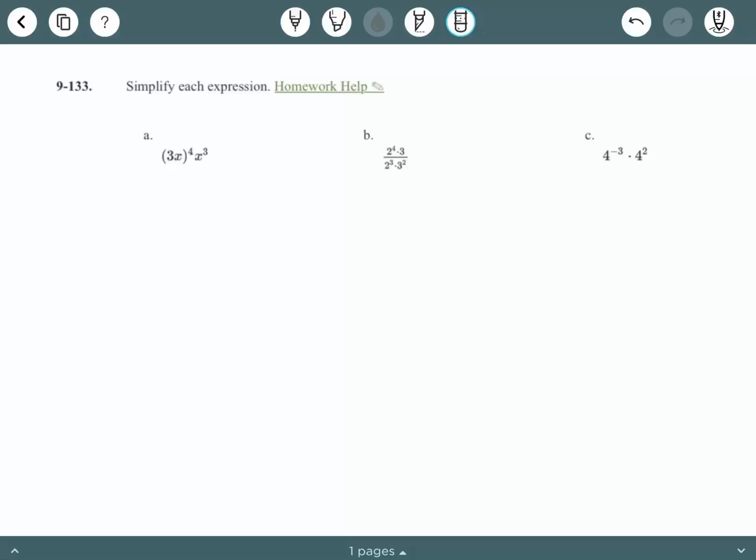We are just simplifying each expression, so working with exponents, which is actually what our Study Island topic is this week. So it's good to pay extra attention to this problem. I'm just going to rewrite part A so I have room to do and show my work. So I have the quantity of 3x to the 4th and then x to the 3rd.